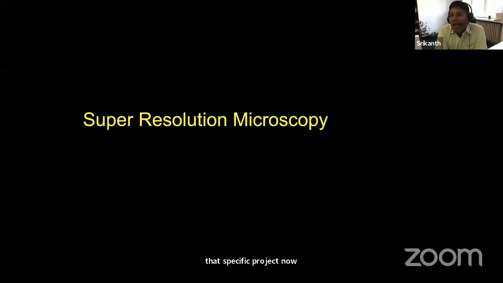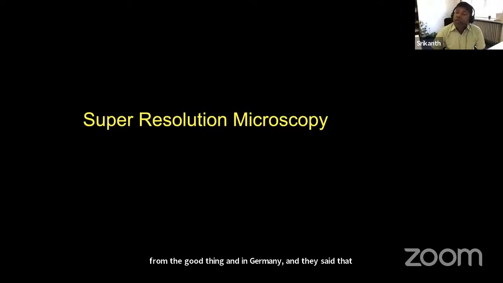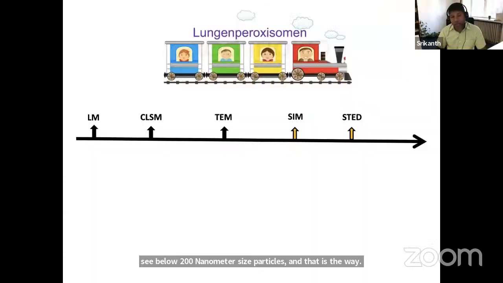Good, now it's coming to the last part, super resolution microscopy, and why it was given the Nobel Prize in 2014. People believed that light has a limit, where you can use up to 700 to 750 nanometers of visible light with light microscopy or confocal microscopy. To see more detail of structures, you need electron microscopy. But the rule was broken by Stefan Hell and colleagues from Göttingen in Germany. They said we can break Ernst Abbe's law, still use the same light as a source, and see particles below 200 nanometers. That is exactly where super resolution microscopy came from.